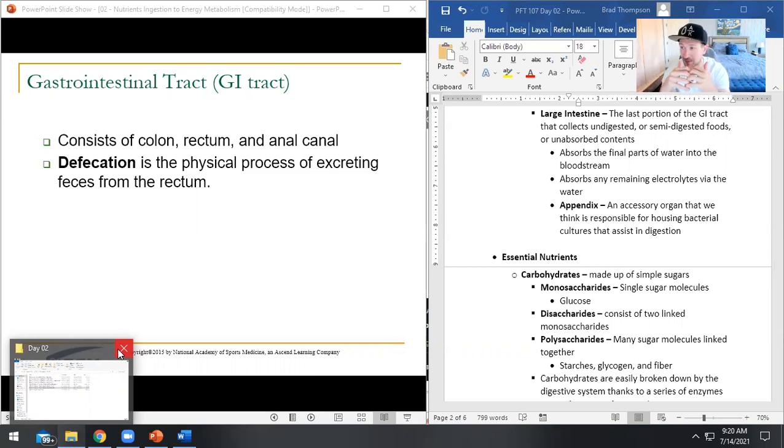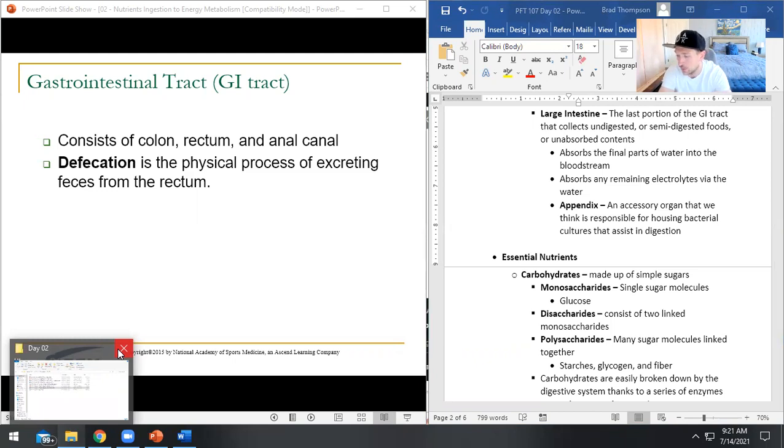And so then they slam together and become like a solid. And that is how we create our stool, right? We're pulling out all that fluid. And that's also where we absorb any remaining electrolytes, which are sodium, potassium, magnesium, things like that. Certain minerals that are really evenly distributed throughout water and fluids.